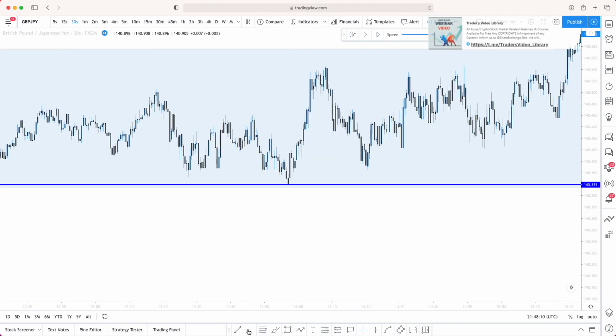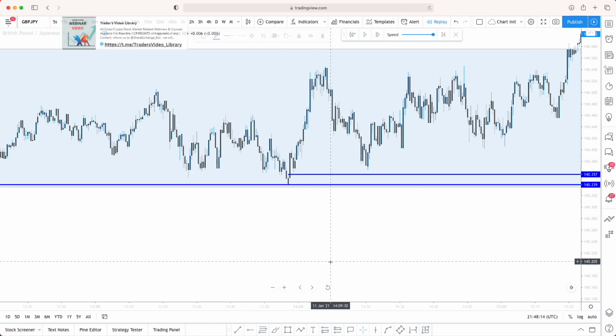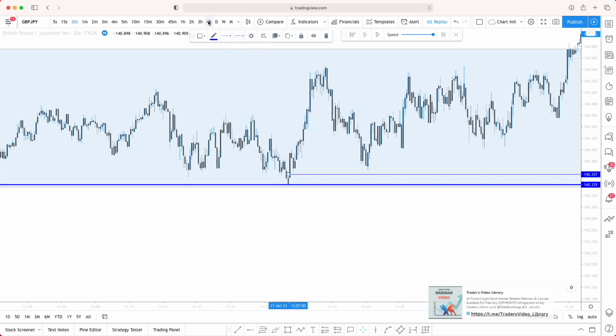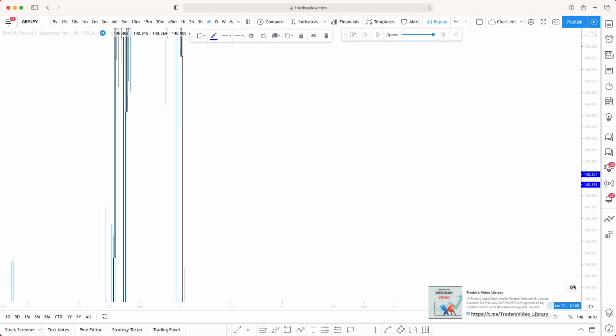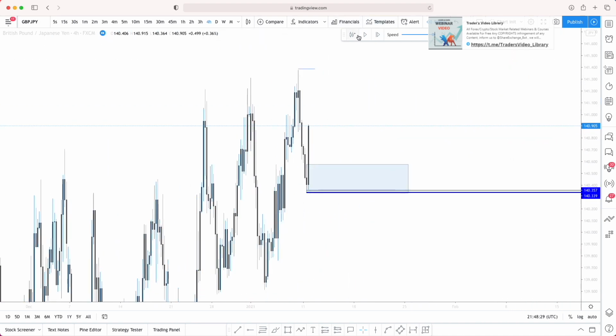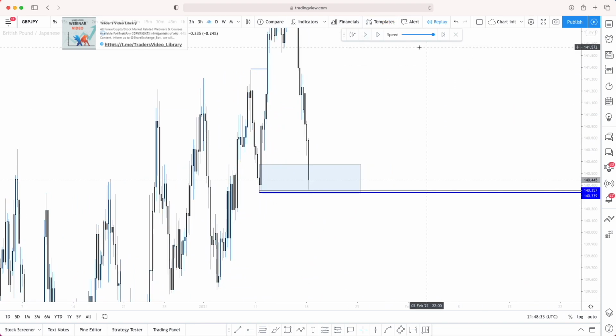Once you identify where your OB actually is, you can mark this out, right? So the high's already been marked. Let me make this a bit thin. Okay, you can now go back to your time frame that you were going to set the order for anyway. Let me go back to where price was at the moment of setting the order.